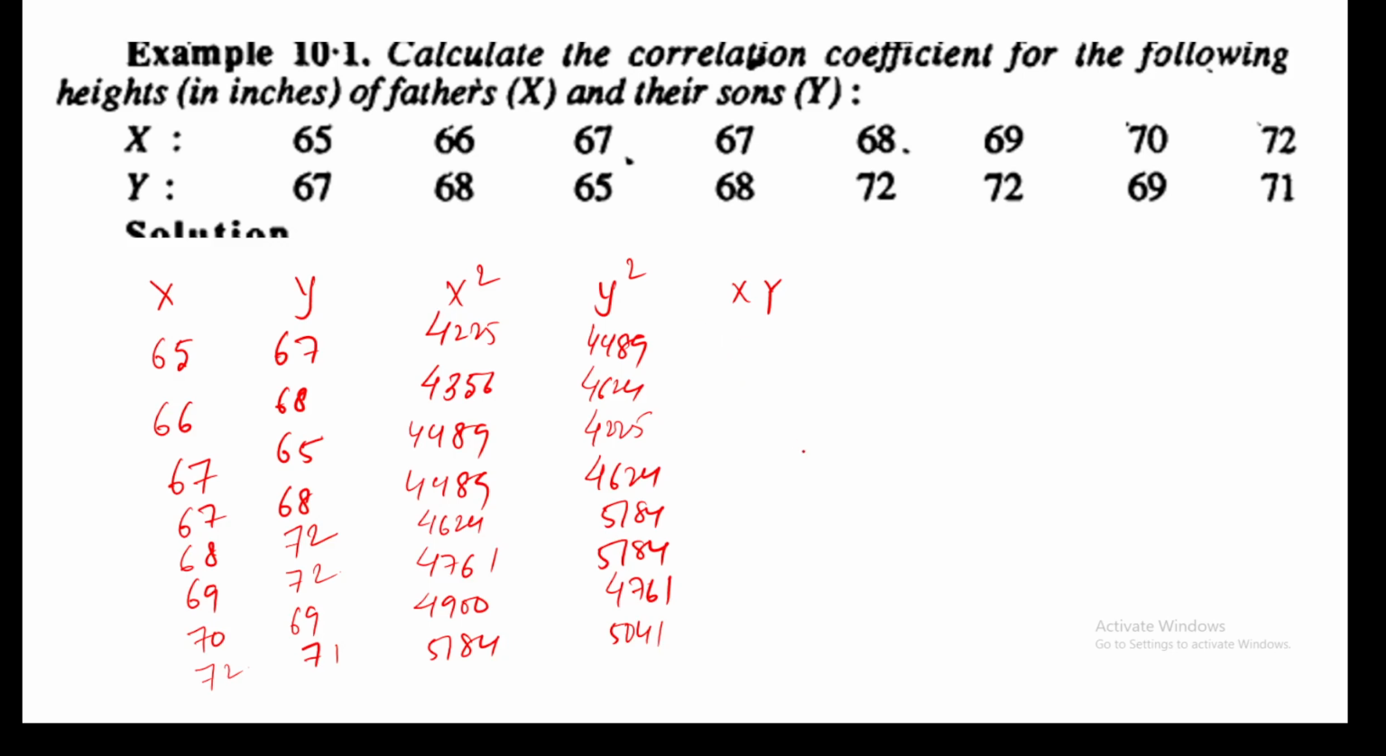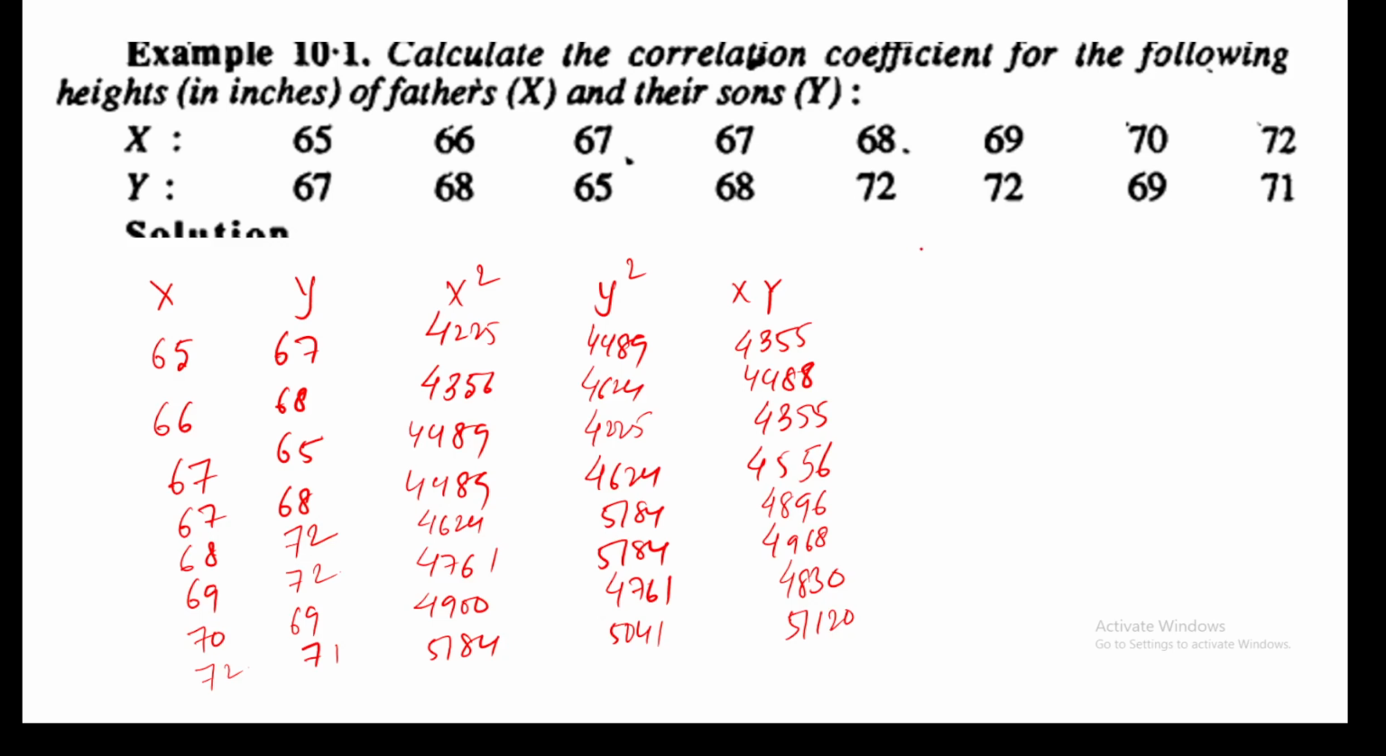65 into 67 is 4355. 4488. 4355. 4896. 4968. 4830. 5112.